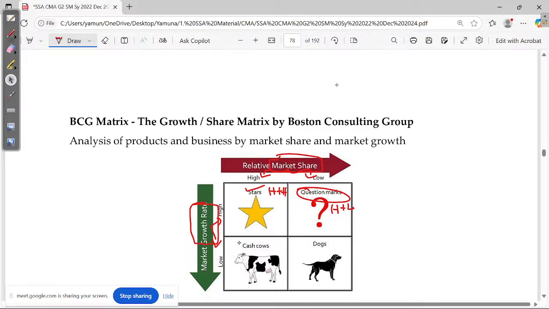If it is a cash cow, it's low plus high. Market growth is low, but you are a star, making a good share in that market, which means the market will not go down all of a sudden. It will not be declining suddenly. So it's going to be a cash cow business. The name itself is cash cow, so it will be generating cash.